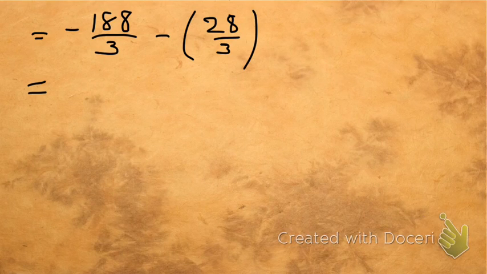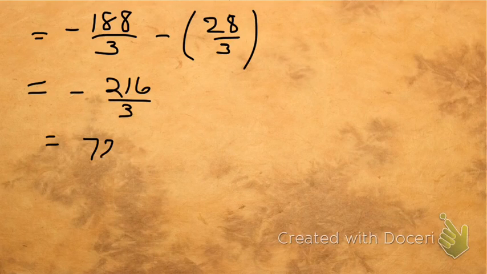Both signs are the same, so we're going to add them and keep that sign. It's negative 216 thirds, which is negative 72.